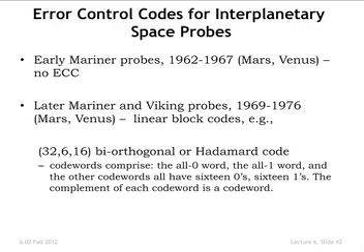But in later years, with the Mariner and Viking probes, they started to use error control codes. And linear block codes are what we're talking about. This would be the typical parameters for such a code. So we know how to read this. This is 32 bits per block, 6 data bits, and a minimum Hamming distance of 16. A particular kind of code called a biorthogonal code or a Hadamard code, which had specific characteristics and specific symmetries that actually helped with the decoding.